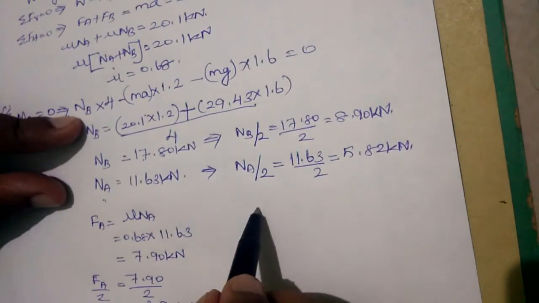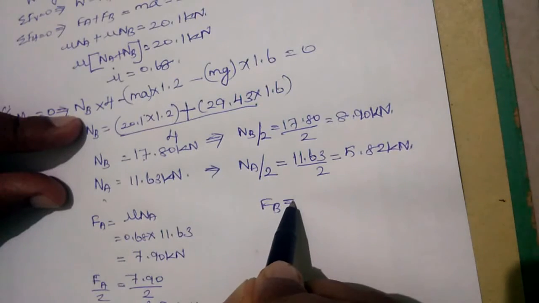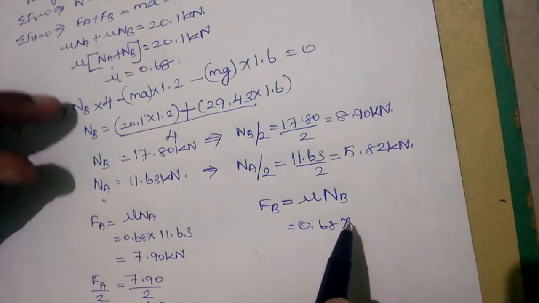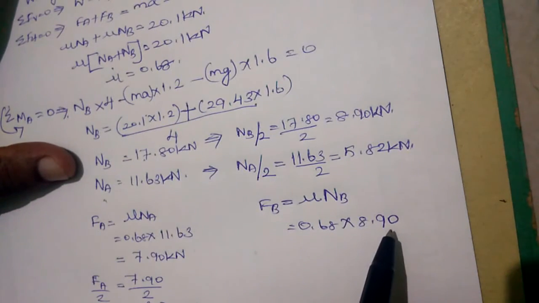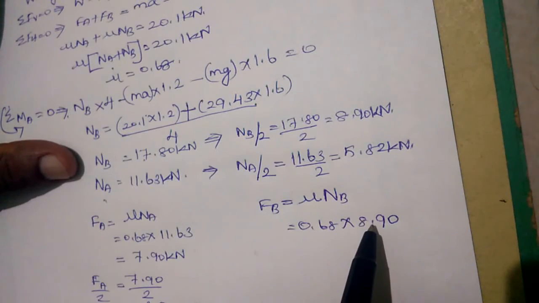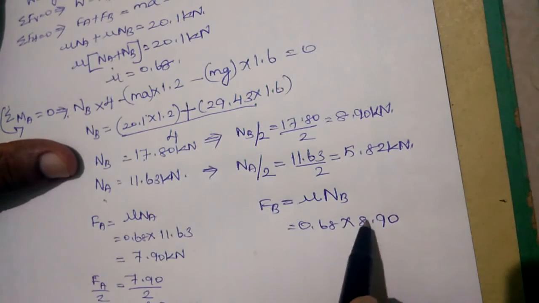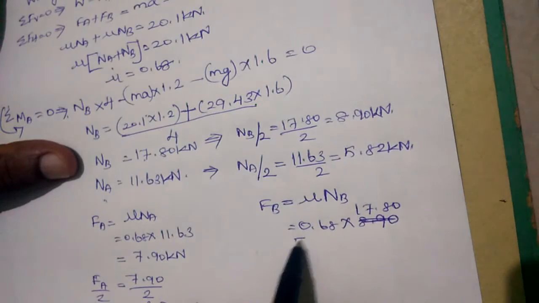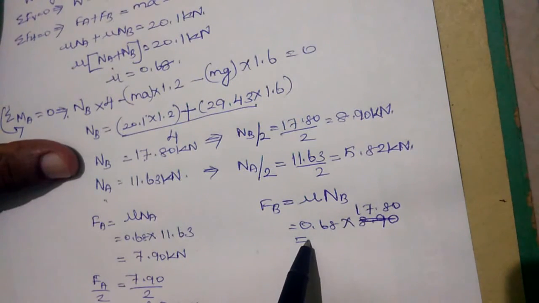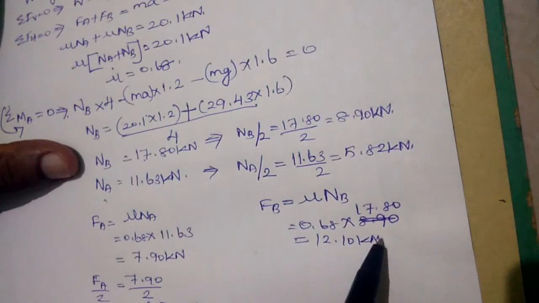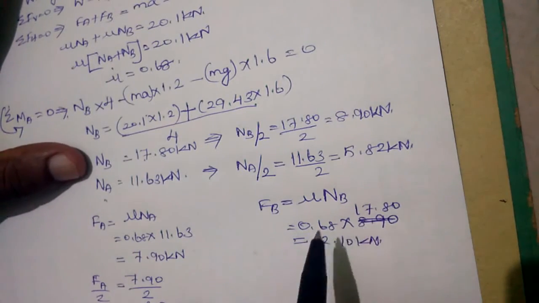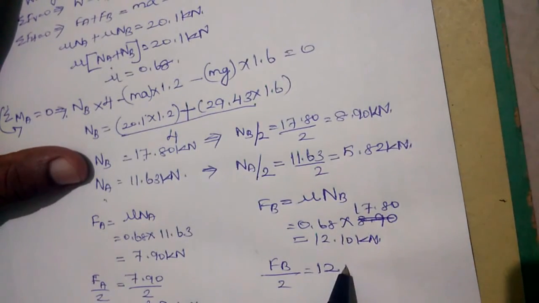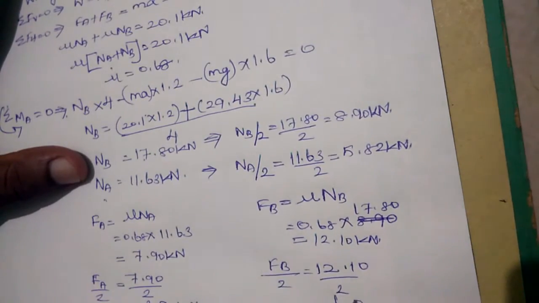And friction force at the rear is FB is equal to mu into NB is equal to 0.68 into NB, which is 17.80, is equal to 12.10 kilonewton, and friction force at each of the rear wheels is equal to FB by 2 is equal to 12.10 divided by 2 is equal to 6.05 kilonewton.